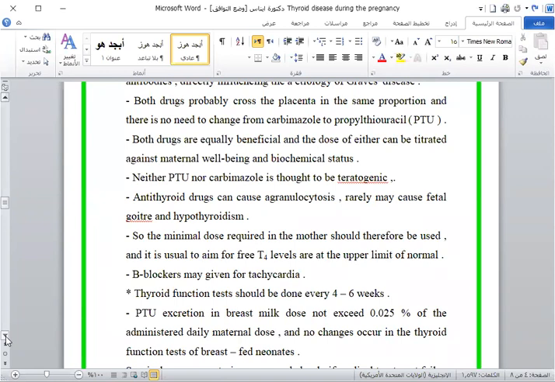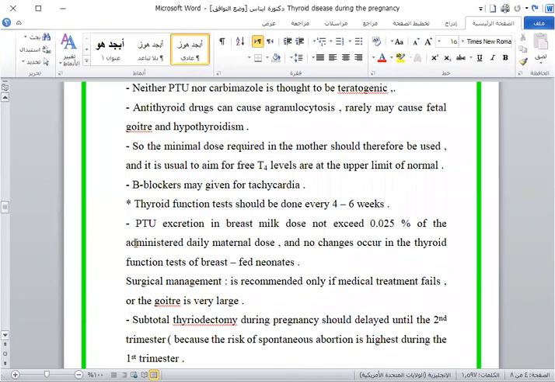Thyroid function test should be done every 4 to 6 weeks. And thiouracil in breast milk does not exceed 0.025% of the administered daily maternal dose, and no change occurs in thyroid function test of a breastfeeding infant. حتى during the lactation، propylthiouracil راح تقدر نعطي، ليش؟ نسبة إنه خروجها بالملك كلش قليل. إضافة يشوفون thyroid function test for the new infant اللي هو breastfed. There is no any change، ليصير هايبر ولا يصير هايبوثايروديزم. ممكن نستخدمه safely، propylthiouracil during the lactation period.